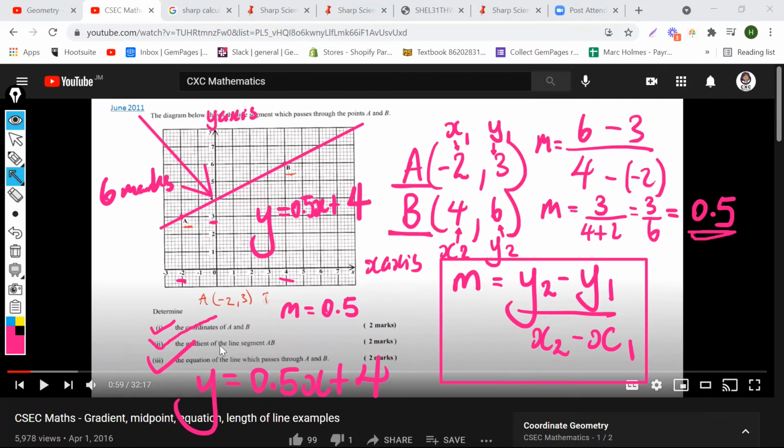So it says here the gradient of the line AB. If you have 2 points, guys, you can always find the gradient by making x1 and y1 the first point and making x2 and y2 the second point. You can always find the gradient of a line if you have 2 points on the line. Make sense, Romario?